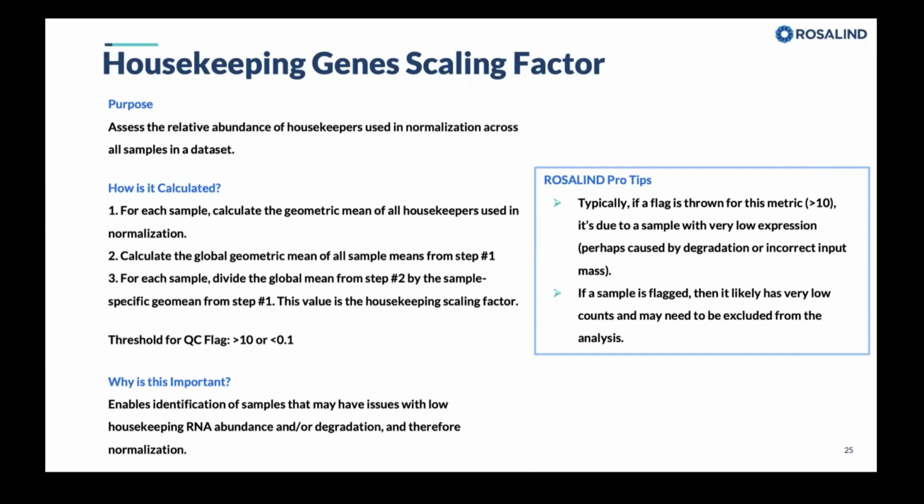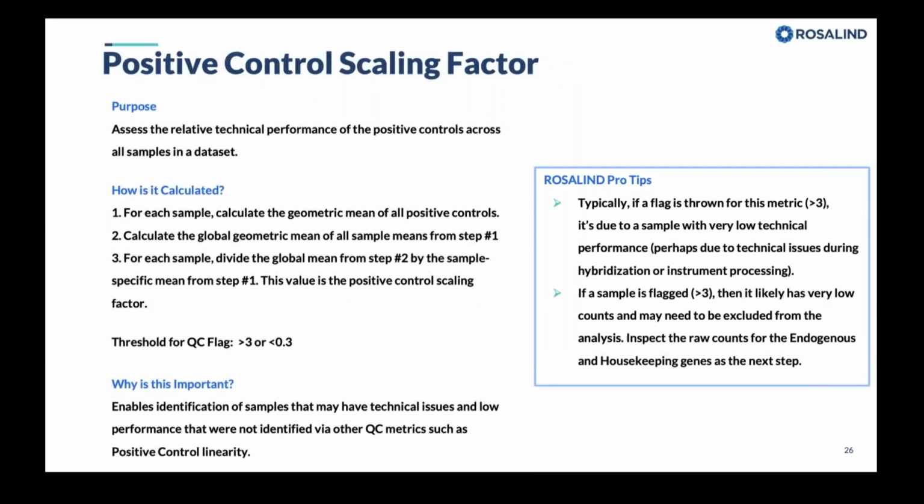The next metric that's related, that's actually calculated the same way, except you're using the positive controls, is positive control scaling factor. It allows us to look at, in your data set, the relative performance of the positive controls from sample to sample. The calculations written down here are the same as for the housekeeping gene scaling factor. The only difference is you're looking at positive controls instead of housekeeping genes.